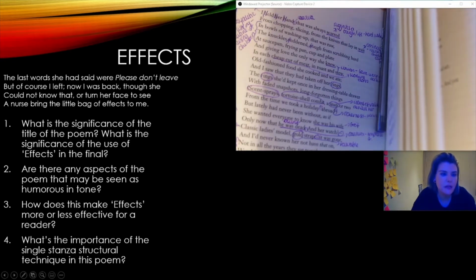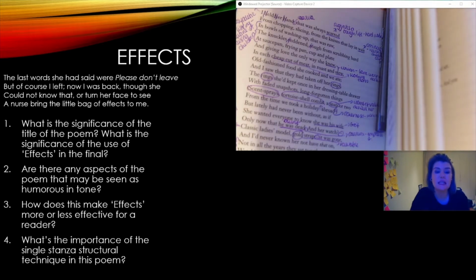So there are the questions that we went over in class. What is the significance of the title of the poem? What is the significance of the use of effects in the final line? Are there any aspects of the poem that may be seen as humorous in tone? How does this make Effects more or less effective for the reader? And what's the importance of the single stanza structural technique in this poem?